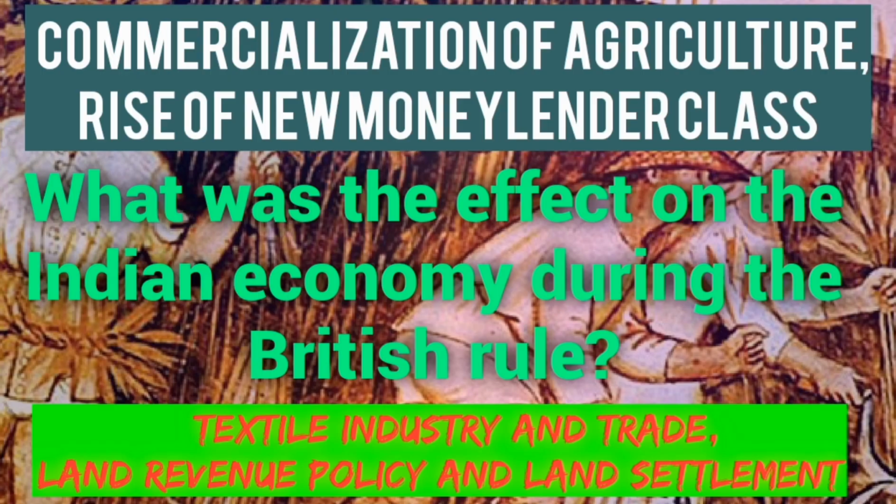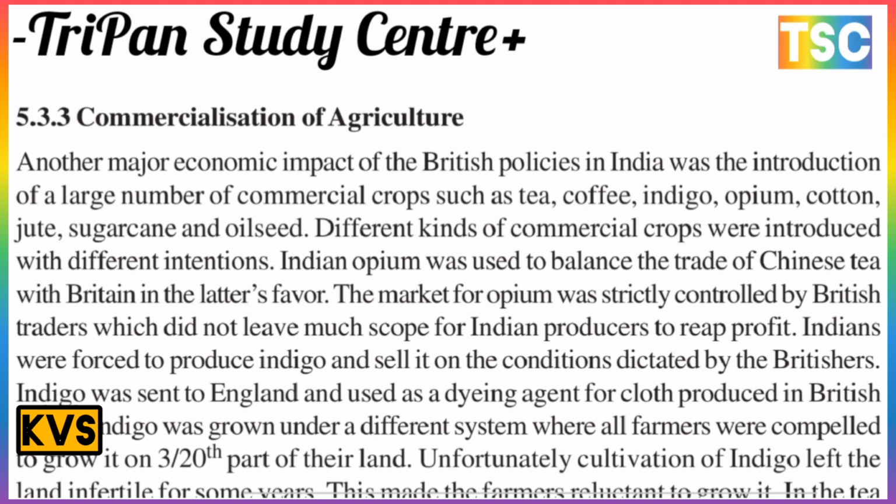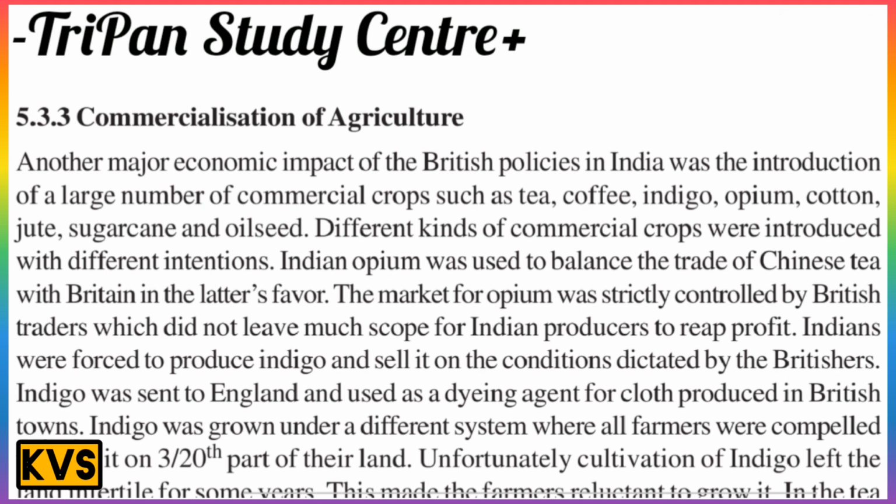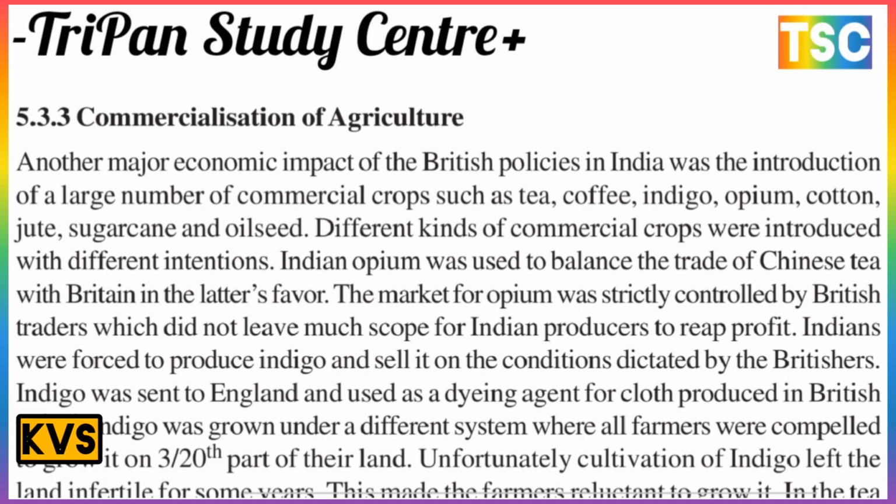The next topic is the most important here: commercialization of agriculture. Another major economic impact of British policy in India was the introduction of a large number of commercial crops such as tea, coffee, indigo, opium, cotton, jute, sugarcane and oilseed.